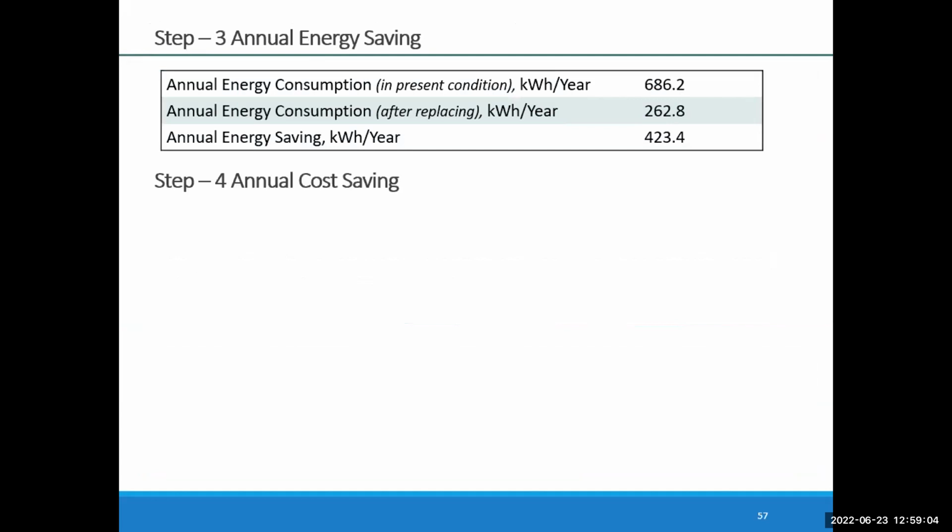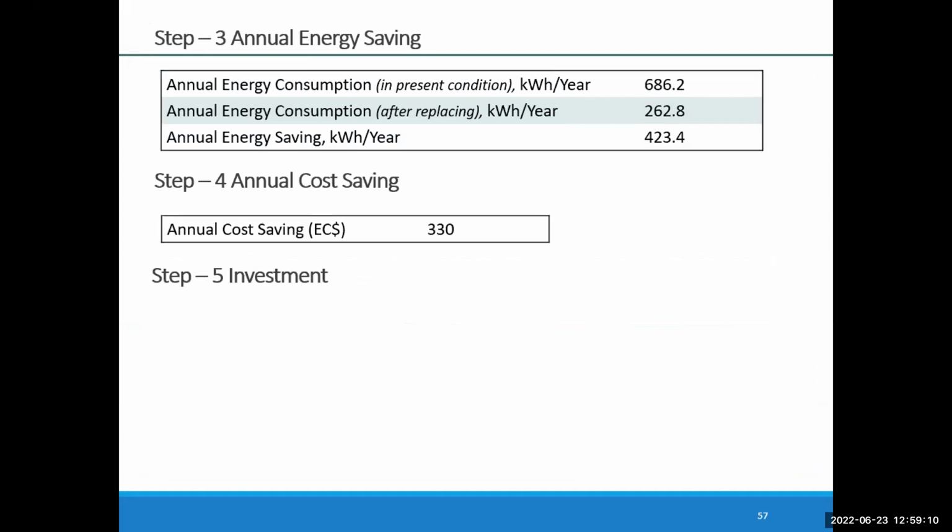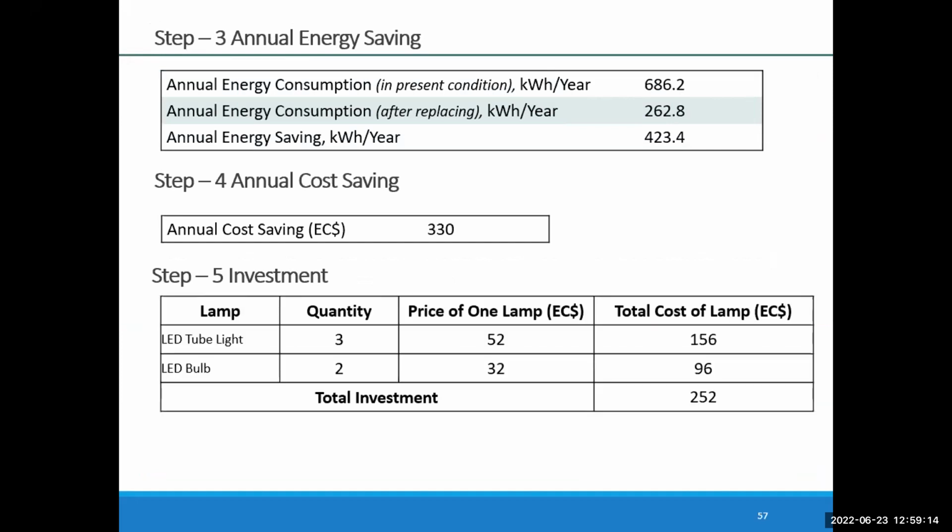So as a step 4, we will be multiplying the amount of energy saved with the tariff cost, that is 0.78, and we get $330. And the investment required for the tube light, that is for each tube light, the price is around $52. So multiply that with the number of lamps to get the total investment cost for replacing the fluorescent tube lights with LED tube lights, that is $156.